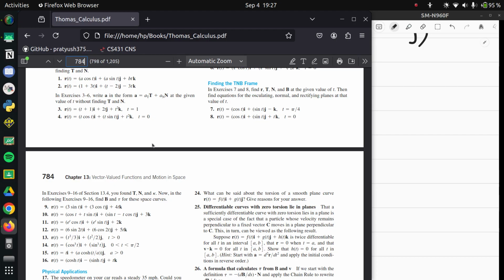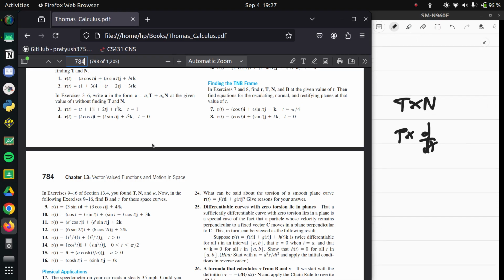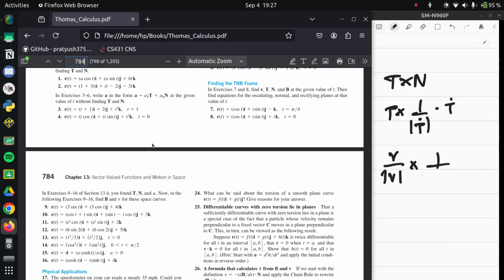The binomial vector. So you can find a torsion pretty easily, but finding the binomial vector is one heck of a thing. It's t cross n, which is like t cross d by dt, or d by ds or whatever. So what is n? Just t dot, normalize that. So 1 upon magnitude of t dot, times t dot basically. Now how do I rewrite this? This is velocity upon magnitude of velocity, crossed with 1 upon the derivative of all of that.